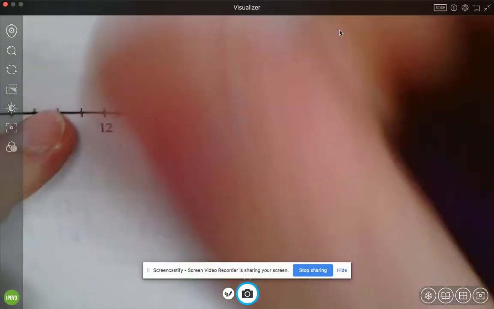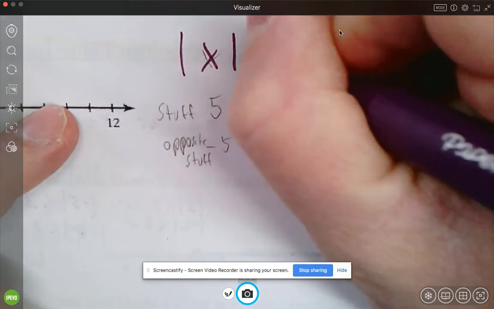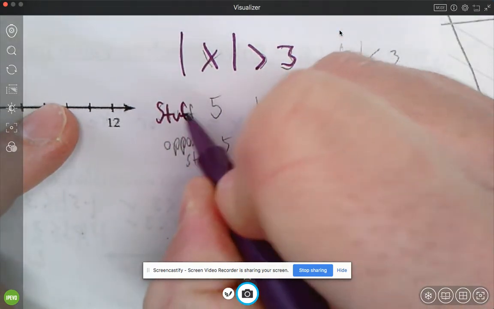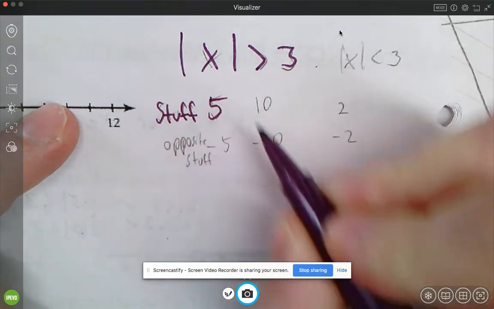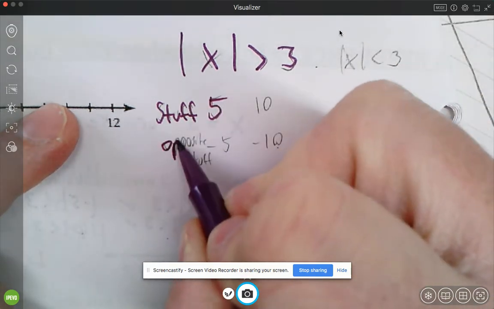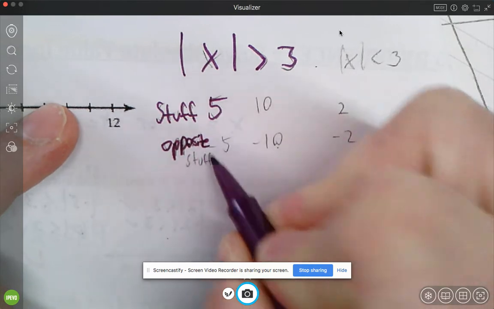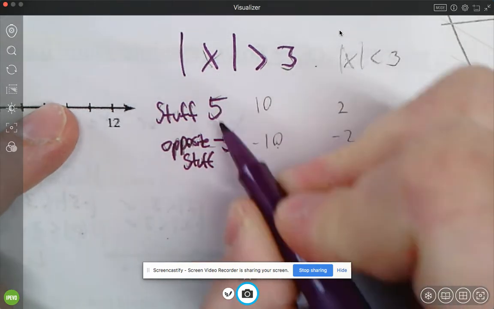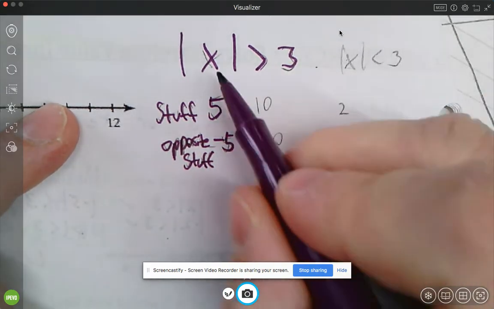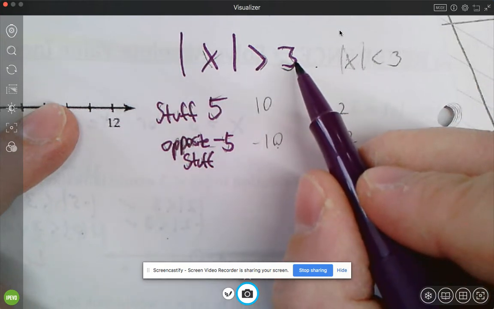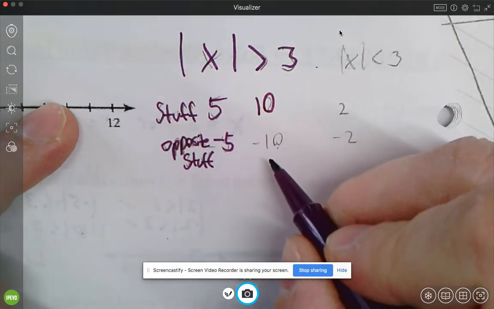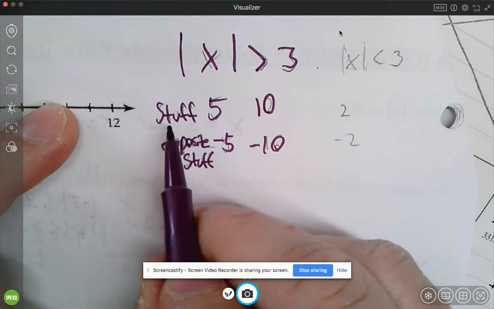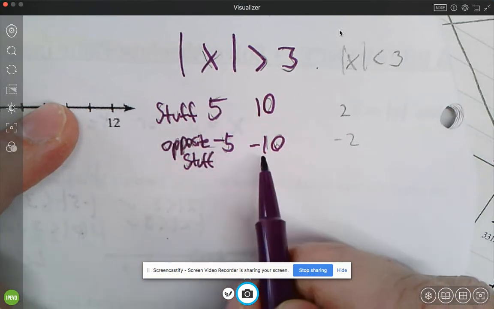So basically, going back to the absolute value of x is greater than 3. If we think of some stuff that works for that solution, 5 would work, but then you could also say the opposite stuff would work too. So -5, if you plugged it in there, the absolute value of that would still be greater than 3. Same thing if you took 10, that works, but the opposite stuff, absolute value of -10, also works. So whenever stuff works, the opposite stuff also works.